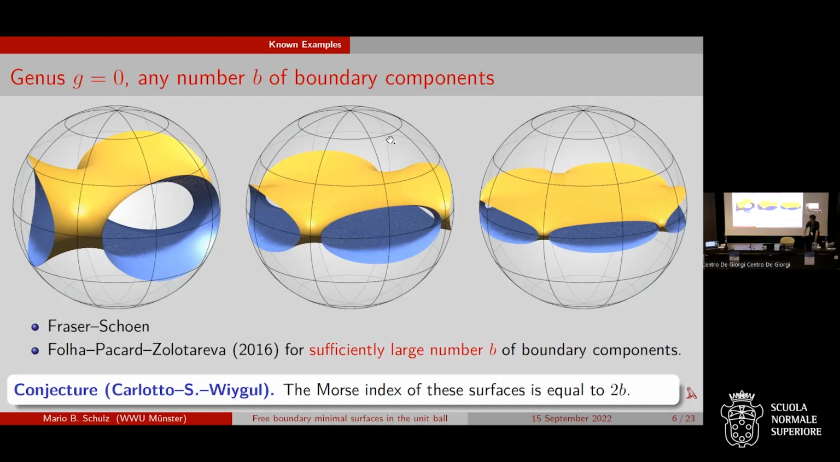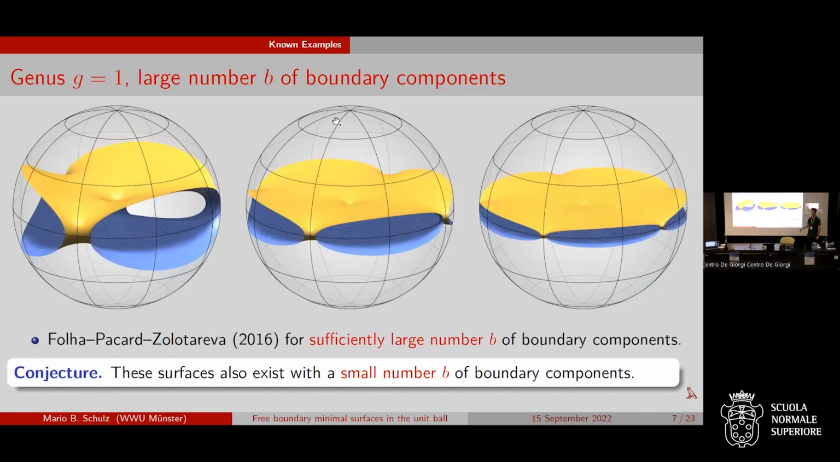So let me tell you why Folha-Pacard and Solitario bothered gluing two disks to get these examples. They had another idea in mind. They wanted to punch a hole through the middle to get genus 1 examples, and they managed. That's how they look. Same construction: you take two flat disks, but you try to punch a hole through the center to get genus 1 examples.